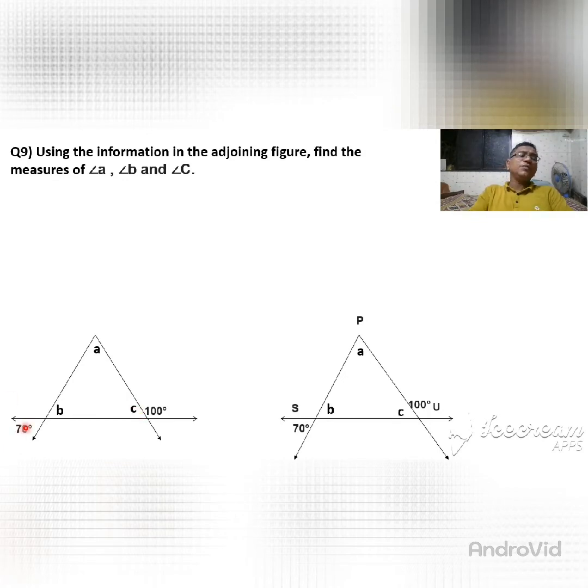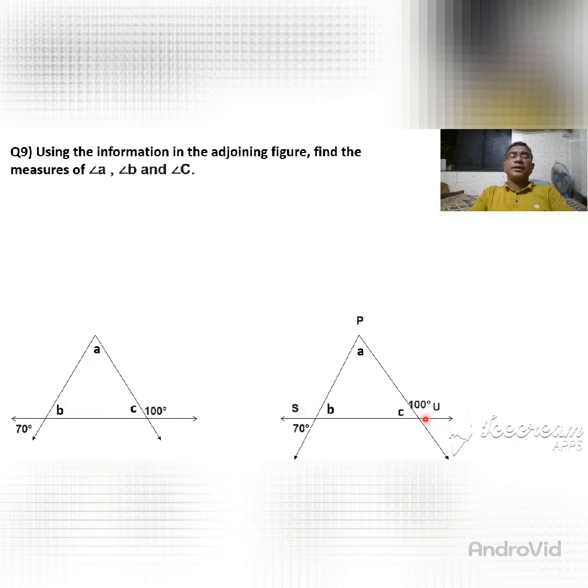Then this is 70 degrees. This is a vertically opposite angle. So vertically opposite angles are congruent with each other. So 70 degrees, this is B. They are vertically opposite angles and vertically opposite angles are congruent. So the B value is 70 degrees. So here is 70. Here you get 80. 70 plus 80 you get 150 degrees. 180 degrees minus 150 degrees, 30 degrees. This is the A value.